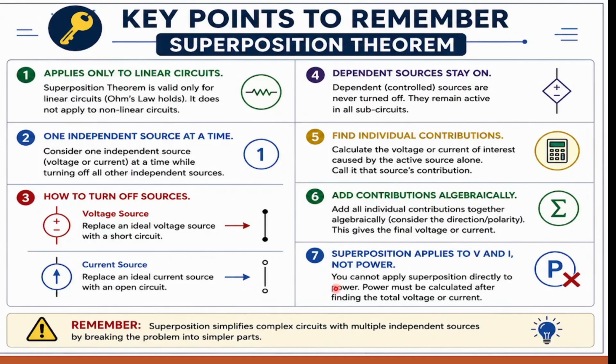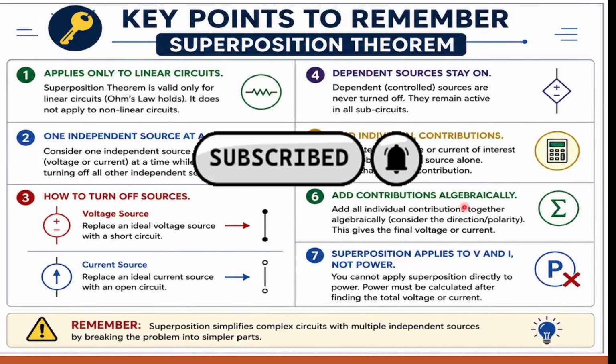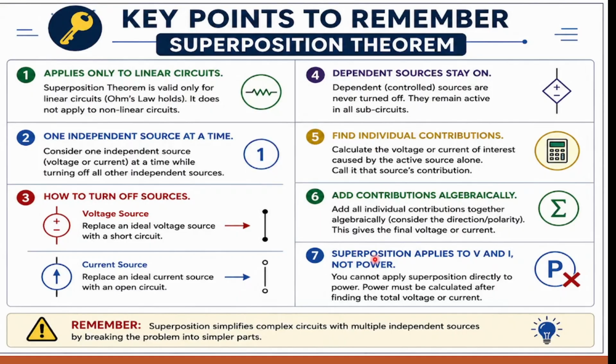Some key points to remember about the superposition theorem: it only applies to linear circuits. We analyze one source at a time. We turn off a voltage source by short circuit, and we turn off a current source by an open circuit. Dependent sources stay on. This is the symbol of a dependent voltage source. Dependent sources stay on. We find the individual contribution of each source, then we take the algebraic sum of all contributions, and then we have our answer. It's also important to remember that superposition only applies to voltage and current and not power.